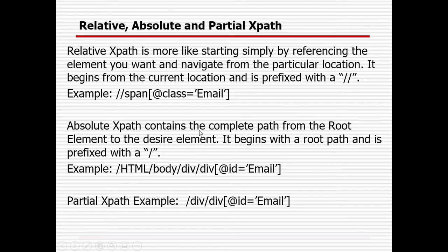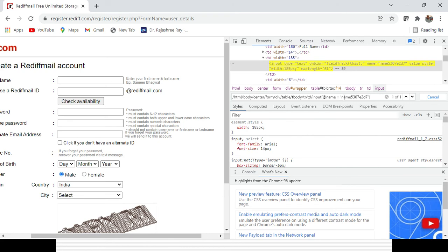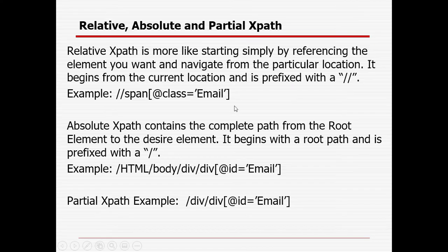So this will be absolute XPath. But the problem is that, suppose, here there is an HTML, then body, then center, then the form, then div, then table, then tbody, then table row, table details, then input, right? In case that div is changed and another div is coming, then your XPath will be in problem. So that is the reason instead of absolute XPath we should always use the relative XPath.